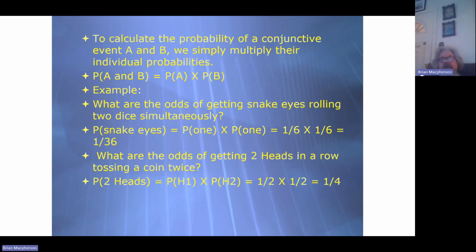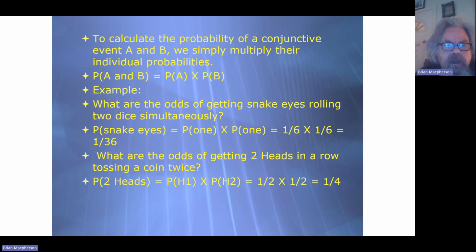And we saw that there were rules for calculating both. For so-called conjunctive probabilities, you're going to use simple multiplication. So let's say, for example, you have two events. The probability of A and B will simply be the probability of A times the probability of B. So what are the odds of getting snake eyes rolling 2 dice simultaneously? It'll be the probability of getting a 1 on the first die times the probability of getting a 1 on the second die, which is 1/6 times 1/6 equals 1/36.